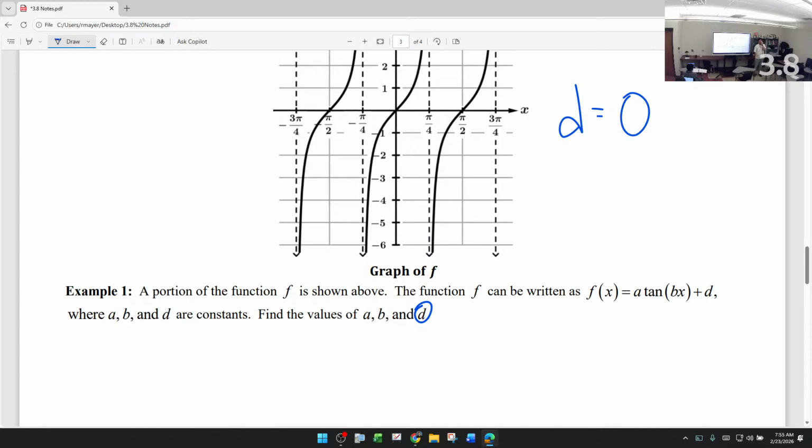A is not as easy this time. A was easy last time because that was your maxes and your mins. Tangents don't have maxes or mins, because of infinities.